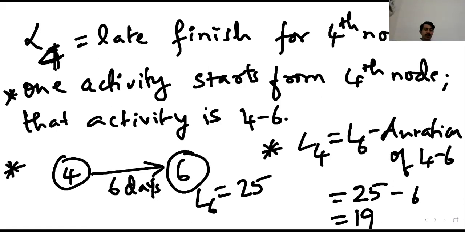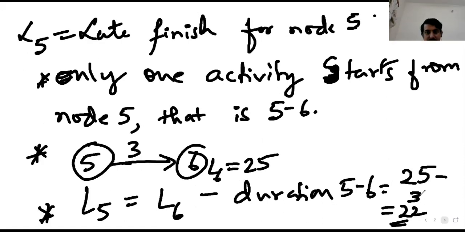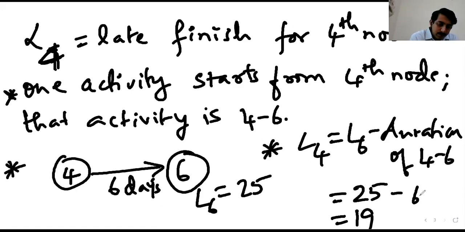So similarly, we have to calculate L3. Can you just calculate L3 in that case? How many activities start from the third node? One activity. So I think possibly you can solve it by yourself. Calculate L3, formulate the equation for the same. L4 minus duration of 3-4, correct. That's right. So find out the answer for L3.